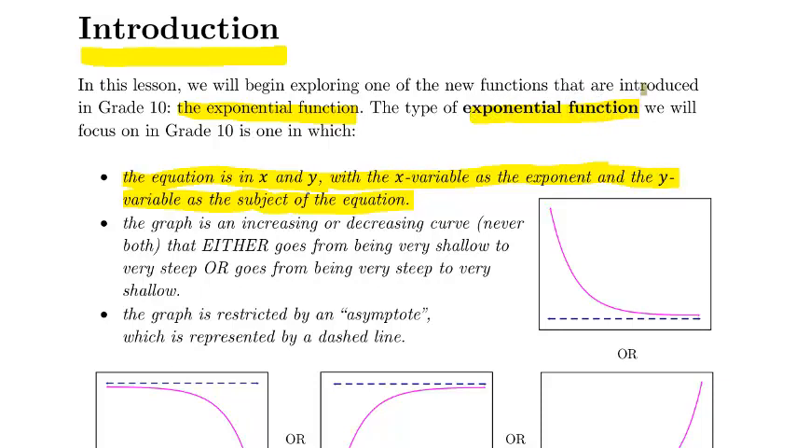What can we also expect? Well, the graph will be an increasing or decreasing curve, but never both. And that increasing or decreasing curve will either go from being very shallow to very steep, or it will go from being very steep to very shallow. I'm going to show you what I mean by that just now when we look at these pictures of these graphs. The last thing we must expect, guys, is that the graph is restricted by what is called an asymptote, which is represented by a dashed line.